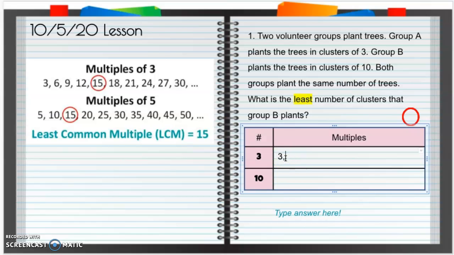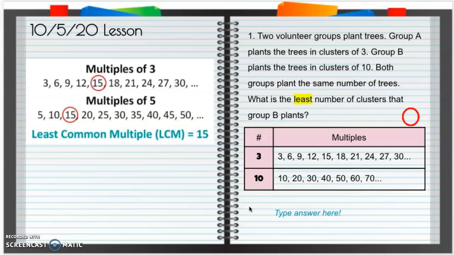So we're going to do 3, 6, 9. We're finding our multiples of 3: 12, 15, 18, 21, 24, 27, 30, and so on. Multiples of 10: 10, 20, 30, 40, 50, 60, 70, and so on.